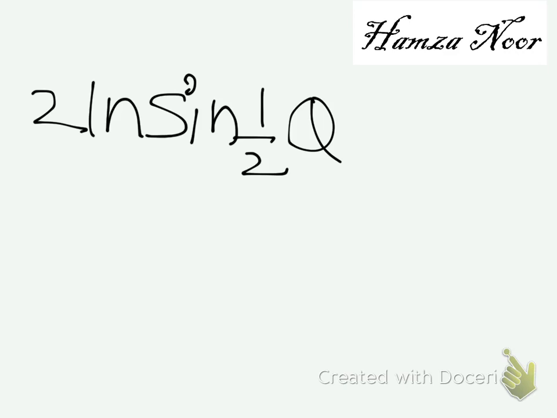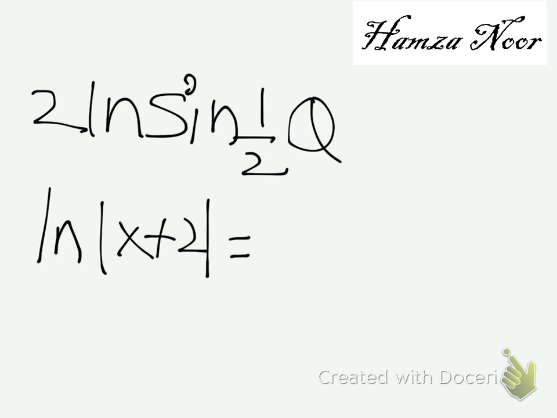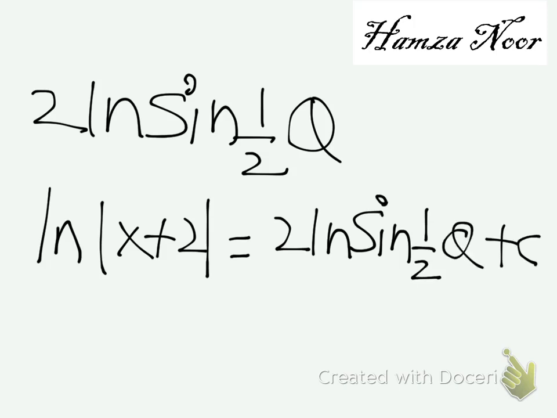Now you need to again arrange the equation in that particular form. So your final equation, after the process of integrating both the sides, one side in terms of x and one side in terms of theta, will be ln x plus 2 is equal to 2 ln sine 1 over 2 theta plus c. C can be shown on either side, either the left hand side or the right hand side.